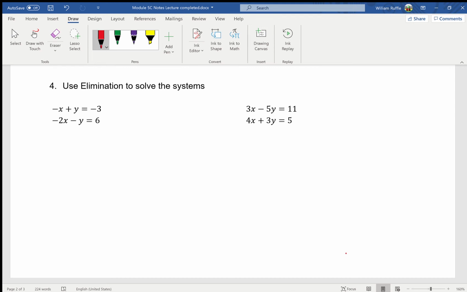We're going to finish up the 5C notes, and then the third part will be me using MyLabs Plus. So this time, instead of substitution, we're going to use a thing called elimination.